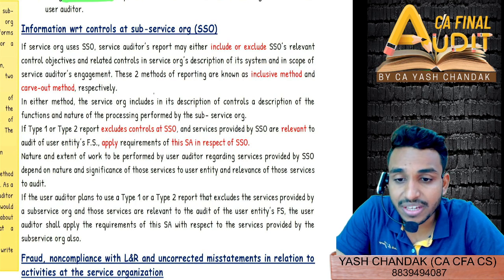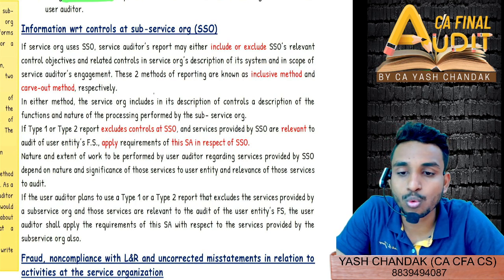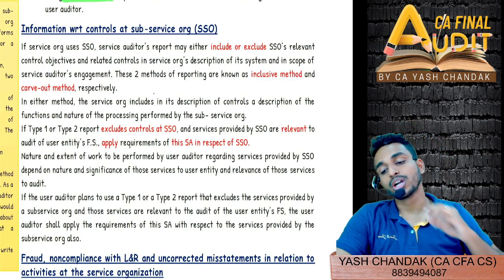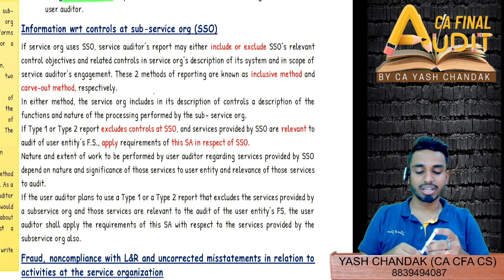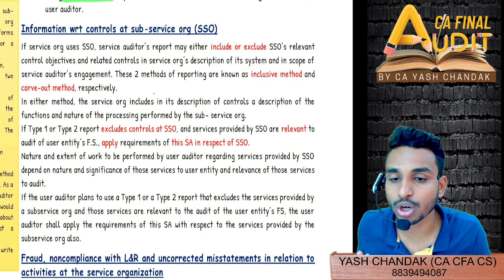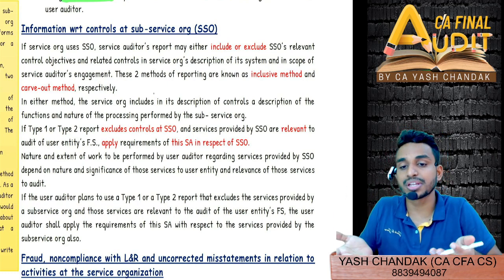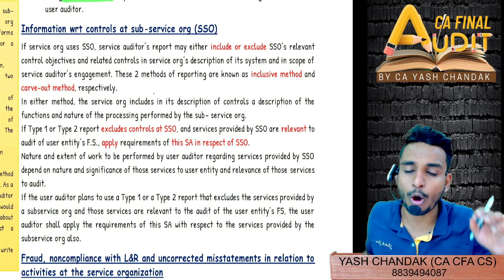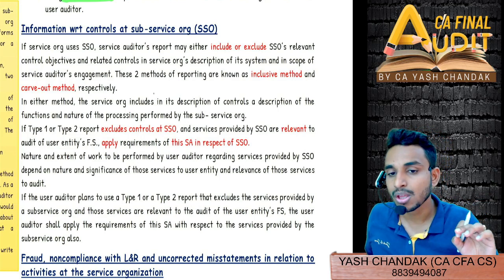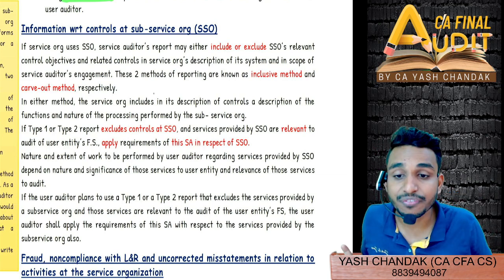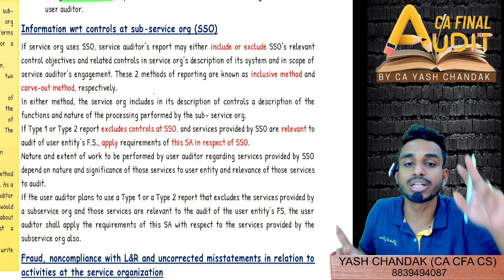So if we as an auditor are not able to get the controls in the Type 1 or Type 2 report by the service auditor, and are not able to assess what controls are there, then we can perform accordingly as per SA 402. The same procedures we can apply to the sub-service organization: obtain a Type 1 or Type 2 report from them, or contact them, or visit their organization, or if we are not able to visit, send another auditor to visit.